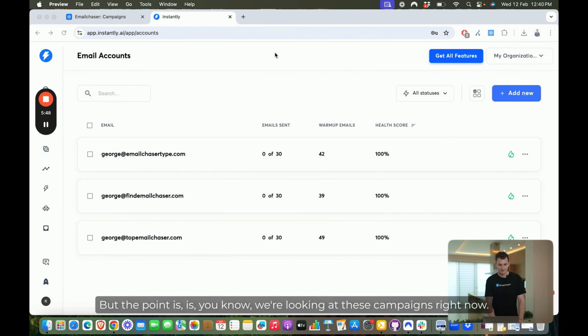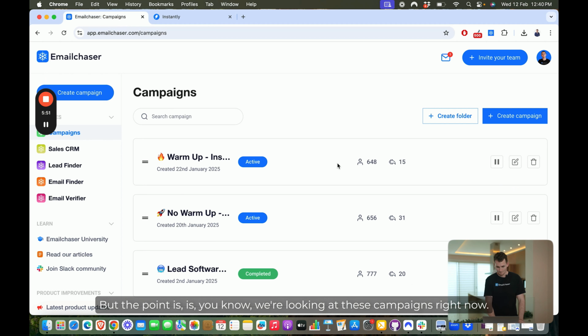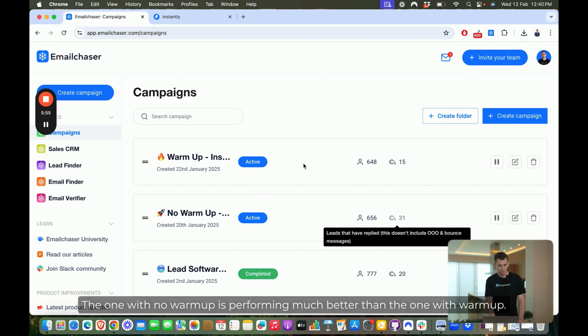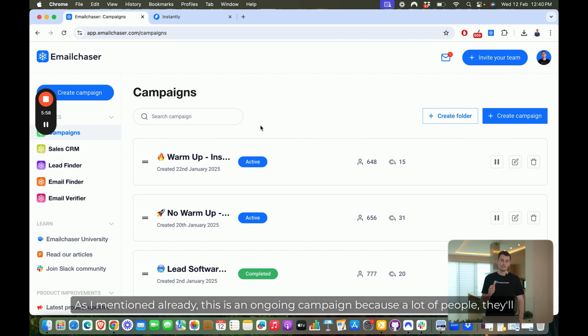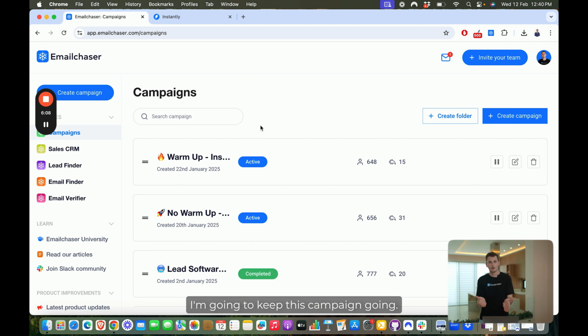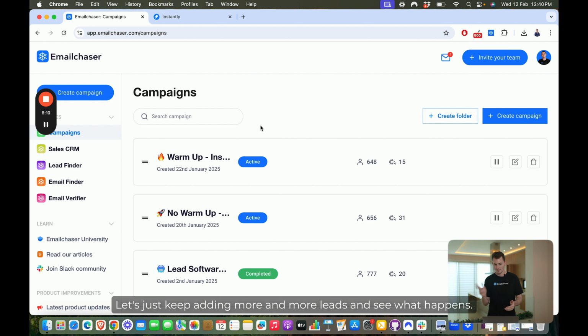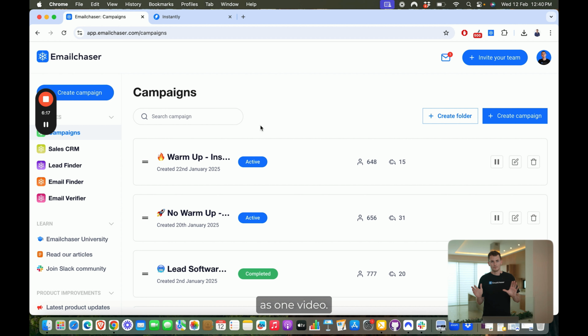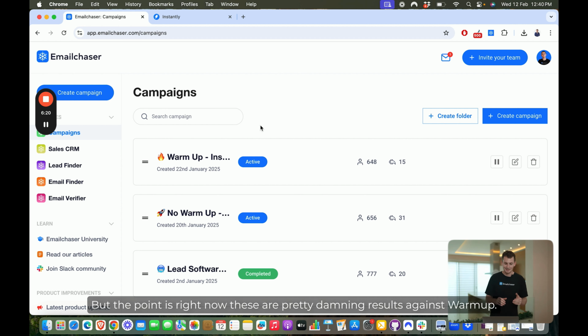But the point is, we're looking at these campaigns right now, and the one with no warm-up is performing much better than the one with warm-up. As I mentioned, this is an ongoing campaign, because a lot of people say, maybe warm-up doesn't help in the beginning, but long term it helps. Okay, well, let's test that. I'm going to keep this campaign going and keep adding new leads every month, and see what happens. I'm going to keep making update videos, and eventually we'll put it all together as one video. But right now, these are pretty damning results against warm-up.